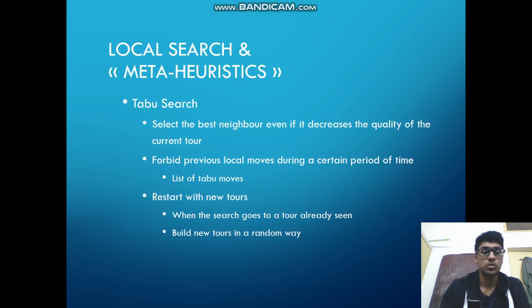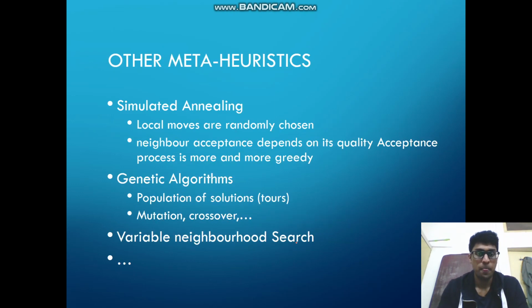So this is one heuristic. Another thing we can do is that when the search goes to a tour that is already seen, we restart with new tours, and we build new tours in a random way. There are also other metaheuristics like simulated annealing, genetic algorithms, variable neighborhood search. In simulated annealing, local moves are randomly chosen, they are not greedily chosen. Neighbor acceptance depends on its quality. The acceptance process becomes more and more greedy.